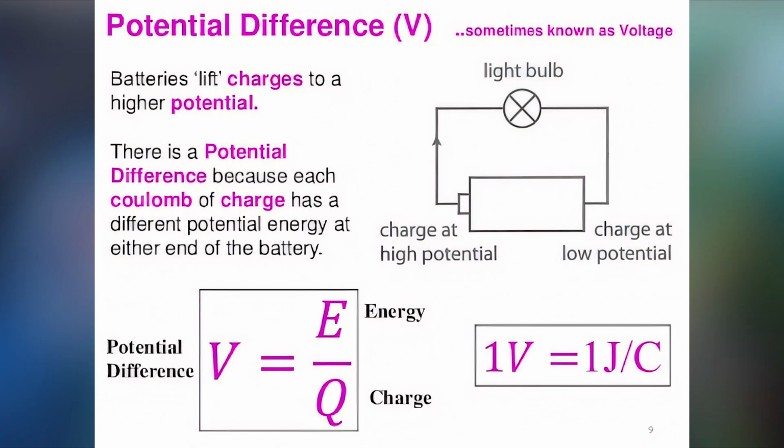Now, I've been using the terms voltage and electric potential as if they're synonymous. They're almost synonymous, but not quite. Electric potential is measured in volts. Voltage, V-O-L-T-A-G-E, is not the same thing as electric potential. It's not the same thing as a volt.